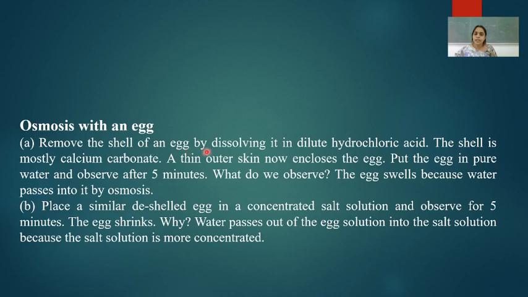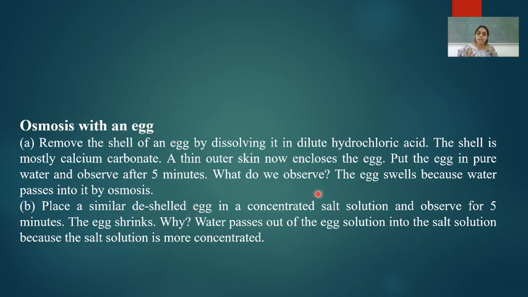Next, osmosis with an egg. Remove the shell of an egg by dissolving it with dilute HCl. The shell is mainly made up of CaCO3. A thin outer skin now encloses the egg. So first part is that. Dissolve the eggshell by adding dilute HCl, and you have just a thin covering on the top. Put this egg, which has a thin skin, in pure water and just leave it for 5 minutes.